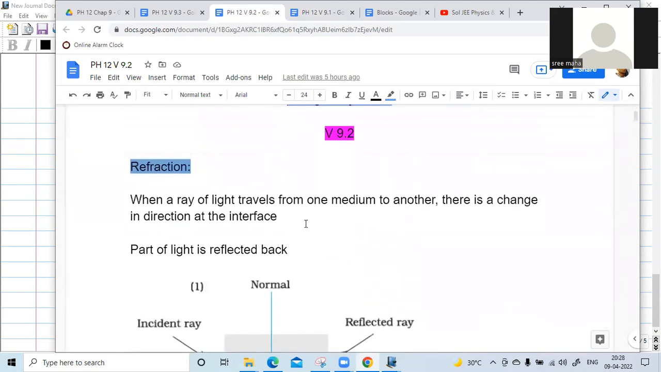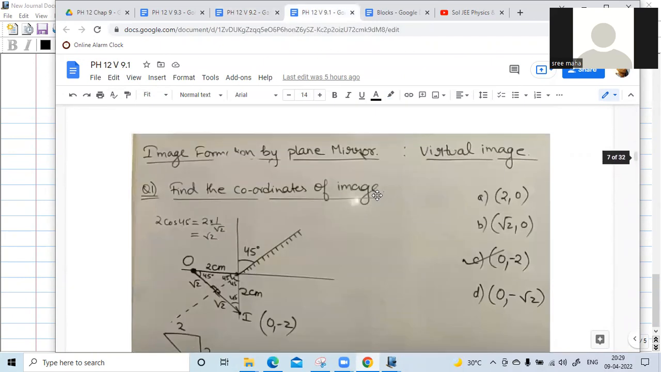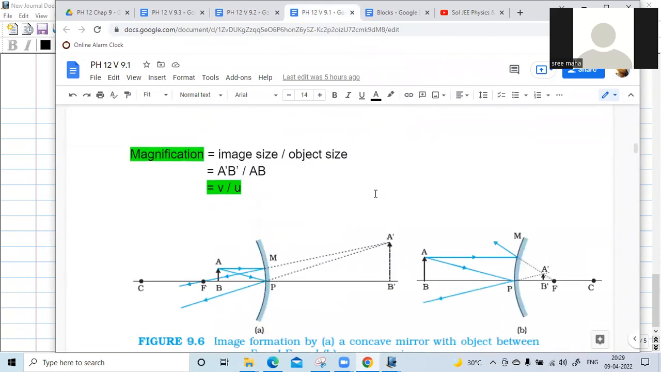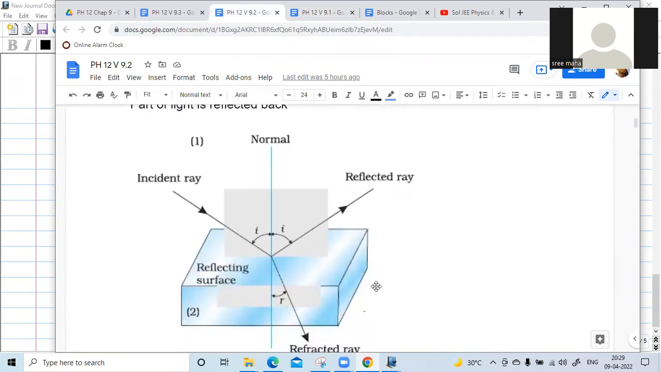So refraction. So reflection is the light traveling from one medium and then reflecting to the same medium. Here there is no change of medium. Only the reflecting surface is there, and the medium is the same. This light is in air, and after reflection it is in the same medium. It's just getting reflected. But in refraction, there will be a change of medium. Incident light is like this, and the refracted light is in a different medium.